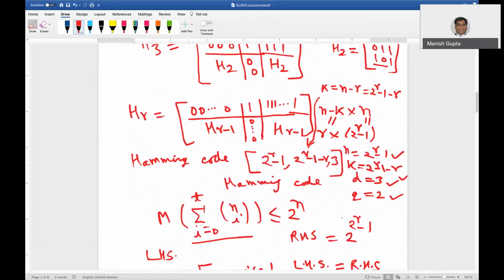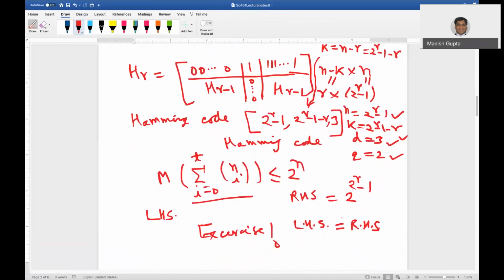Now one can verify that this code is perfect by checking the sphere packing bound, which is M times the summation from i equal to 0 to t, where t is floor of (d minus 1) by 2, and so d is 3, so we know the value of t. t is 1 here, so i is equal to 0 to 1 of n choose i. You can compute the right hand side, which is 2 raised to n, and the left hand side you can compute from these parameters n, k, d. So I leave it as an exercise for you to verify that this is a perfect code.